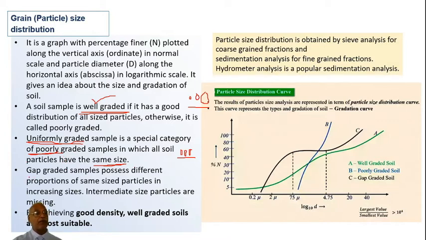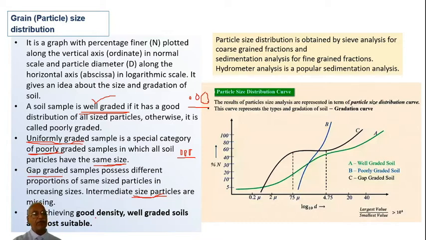Well, okay, what is gap graded? Here a gap graded soil sample possesses different proportions of the same sized particles in increasing sizes. Intermediate size particles are missing, right? Of course we'll be seeing through the graph also. Here what happens is a particular size of particles are missing. Intermediate size particles are missing, means it is not a good mix, right? It has got some mix in which particles of a particular size are completely absent. That's why it is called gap graded.